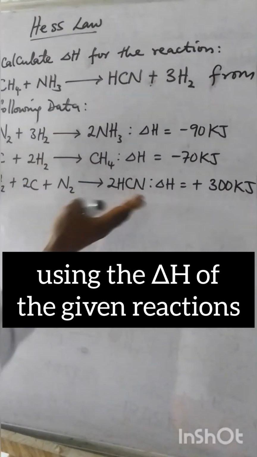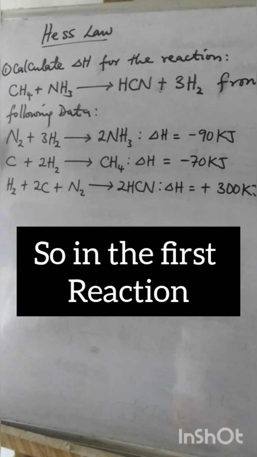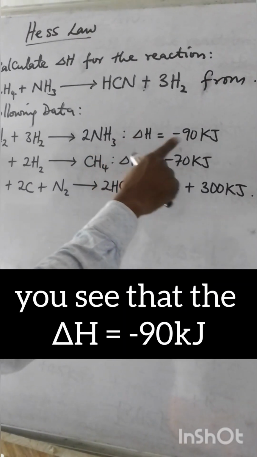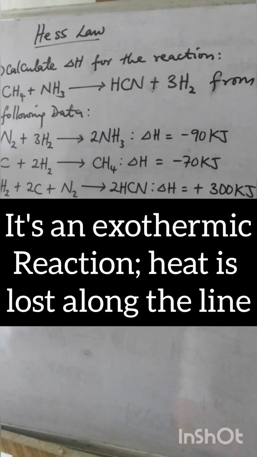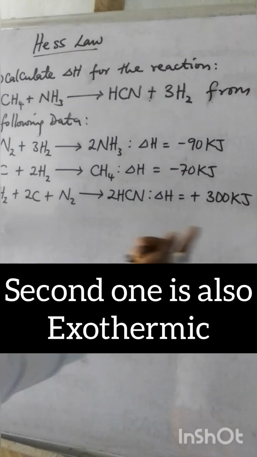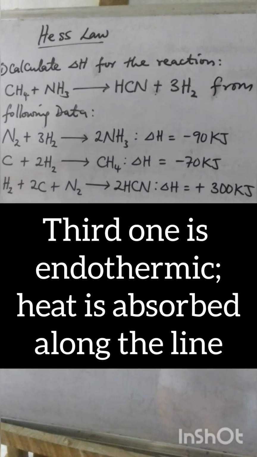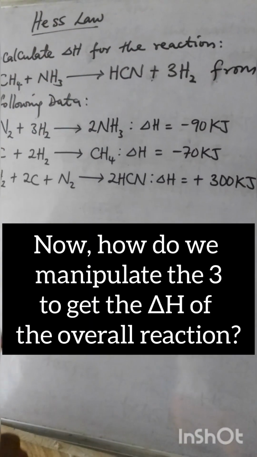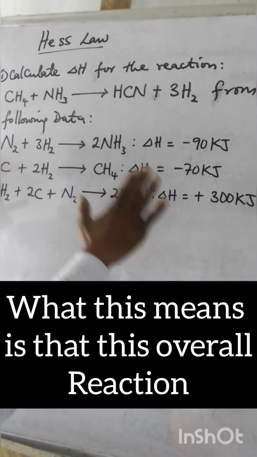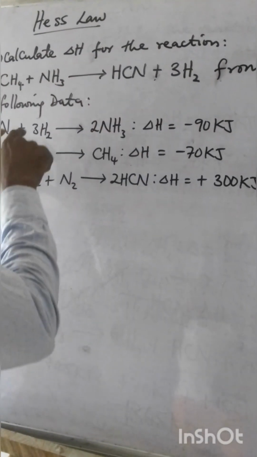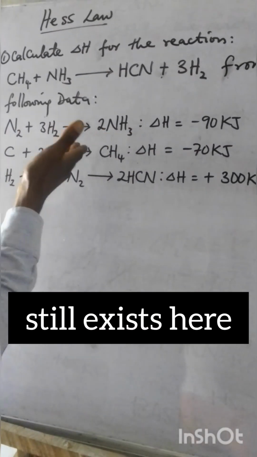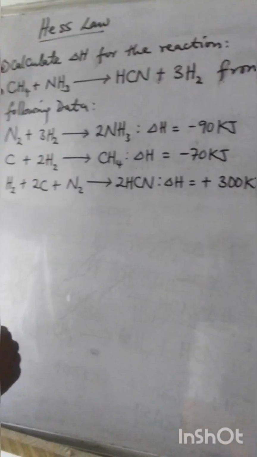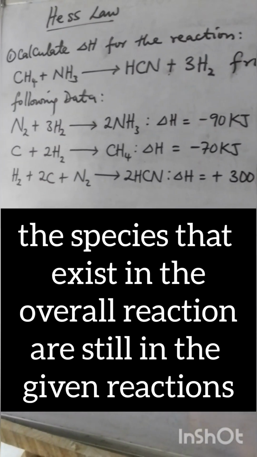from the given reactions. So in the first reaction, you see that the enthalpy change is -90, which means it's an exothermic reaction. Heat is lost along the line. Second one is also exothermic. Third one is endothermic. Now, how do we manipulate the three to get the enthalpy change for this overall reaction? What this means is that this overall reaction still exists here. It still exists here. If you check, you see that the species that exist in the overall reaction are still here. So we are going to take them one by one.